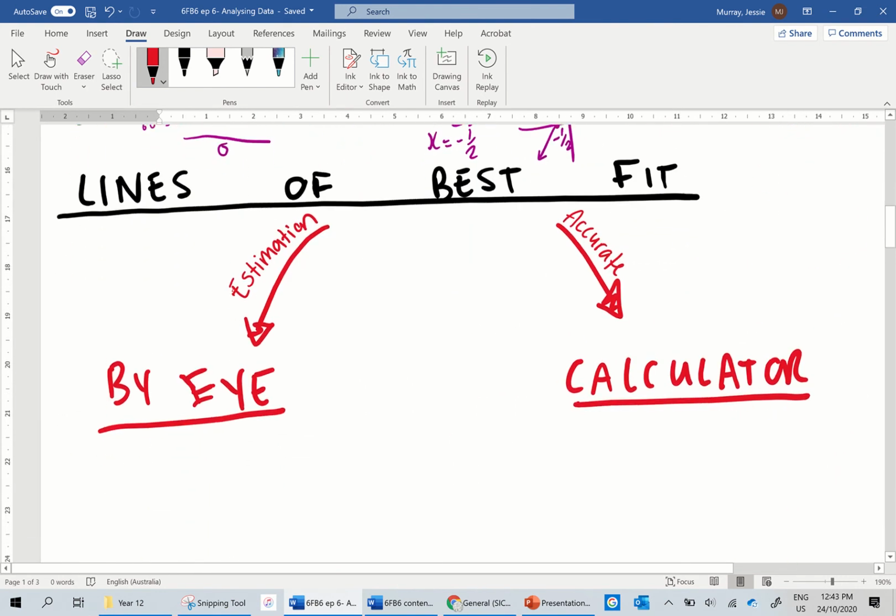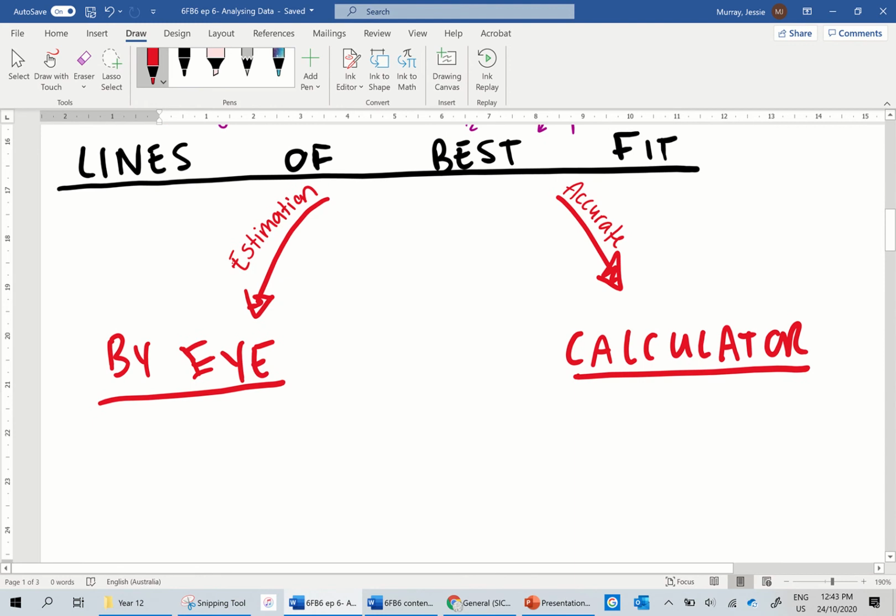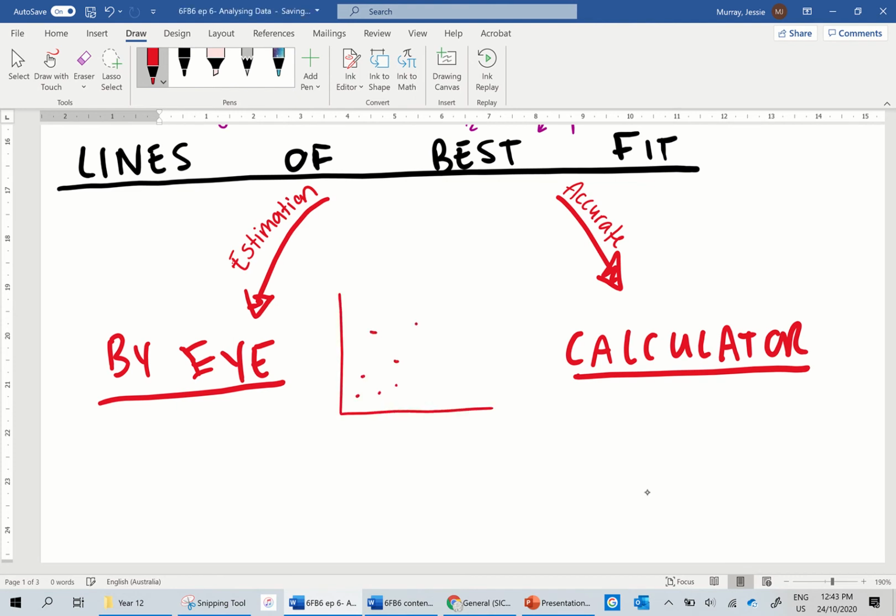Lines of best fit. There's 2 ways to find a line of best fit. You can find the equation by eye, which they often get you to do. Now, if you have a scatter plot and you have all of your points, when you're drawing your line of best fit, remember, you want to try and put the line so there's the same number of dots above the line as below. If you go through some of the dots, even better. But the main aim is to get the same number above and below the line.